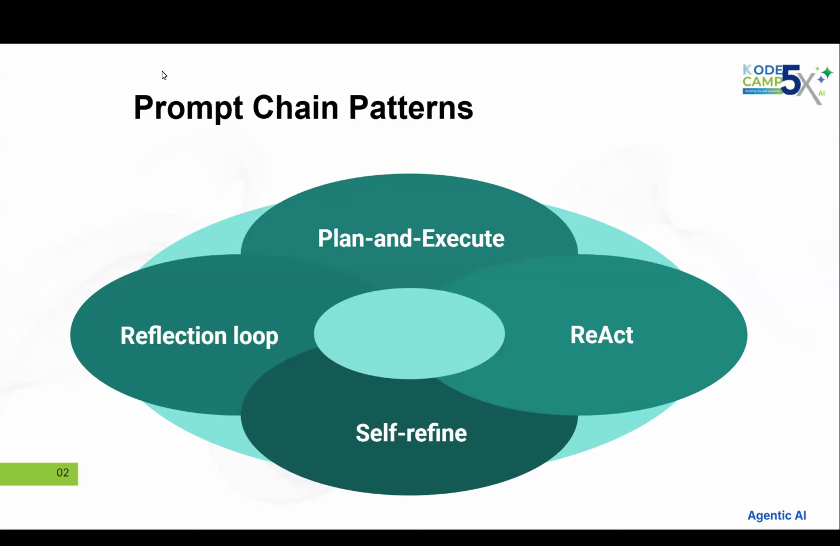Plan and execute. If you have a task, and for prompt chaining, it's tasks that are inherently multi-step. That's where prompt chaining comes in. For plan and execute, it's just about you generate a plan and then you execute. You can provide one prompt that says generate a plan and execute. You can provide one prompt that says execute without generating a plan.